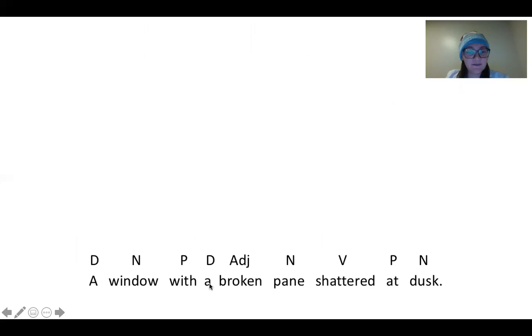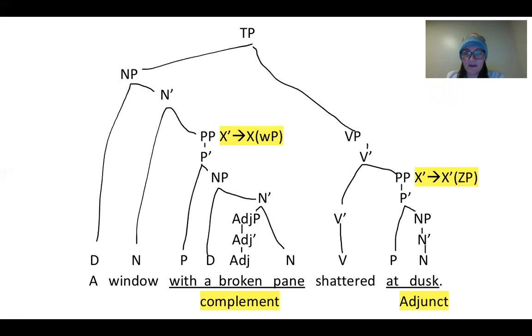The next one I did is a window with a broken pane shattered at dusk. So with the broken pane is attached to the window, and at dusk is attached to shattered, but it's not super necessary to the information that we have. So I have the adjectival phrase. I wanted to make this an adjunct because it's not necessary. So this one jumped pretty big.